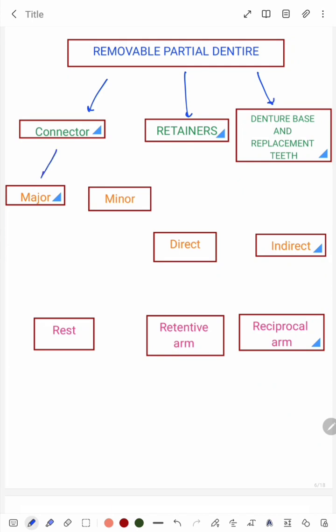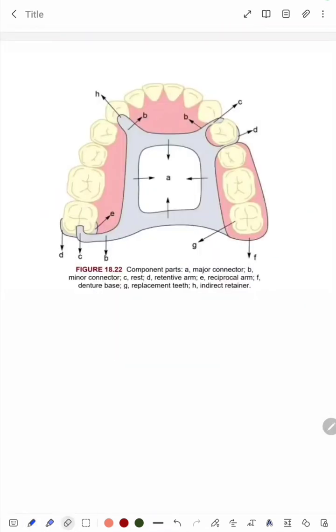Connectors are further of two types, major and minor connector. Similarly, retainers are further of two types, direct and indirect. And the direct retainer has three components, that is rest, retentive arm and the reciprocal arm. So this is the basic design of RPD, which you can appreciate in this picture, right? So this is the major connector. These are the minor connectors, this portion.